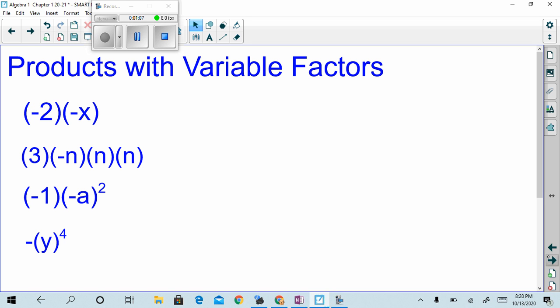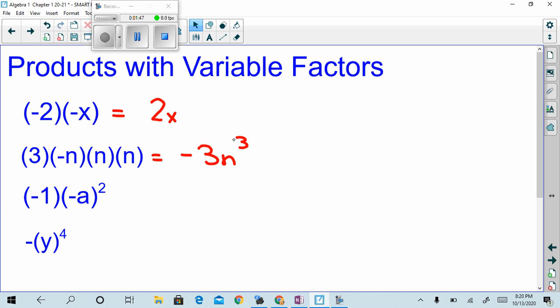We're going to now put variables into the mix, and we're going to look at using some of those same rules. I see that I have two of the same sign, and the same sign says that I'm going to have a positive product. In my next one, again, I have 3 times negative n times n times n. There's only one negative factor. 1 is an odd number. It's going to give me a negative 3n to the third. So again, when I'm multiplying, remember that you add your powers. That's how I got n to the third.